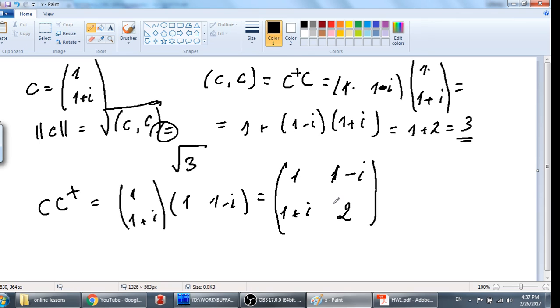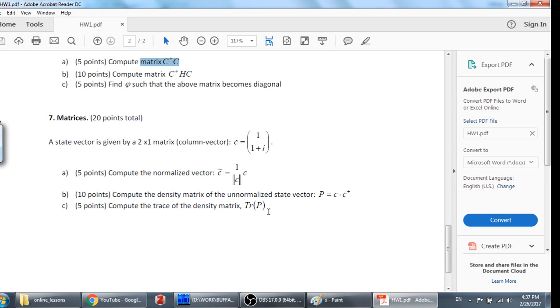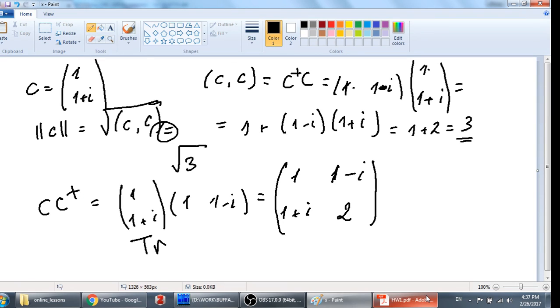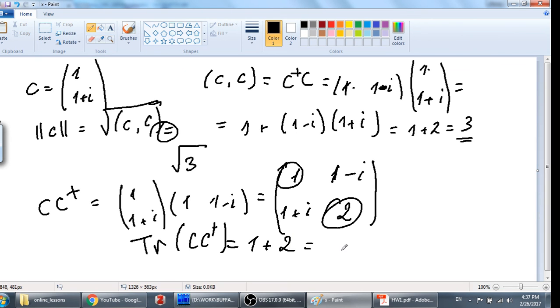So that's the result. And answering the last question of that homework, when you compute the trace of a matrix, it is just a sum of the diagonal elements. So you basically add up 1 and 2, which gives you 3. So in this case, the trace of the density matrix constructed from this sort of state vector is the same as the norm of that state vector.